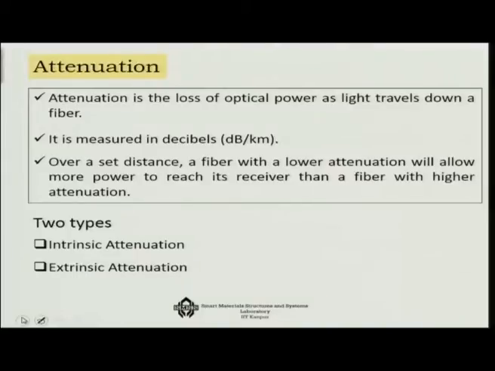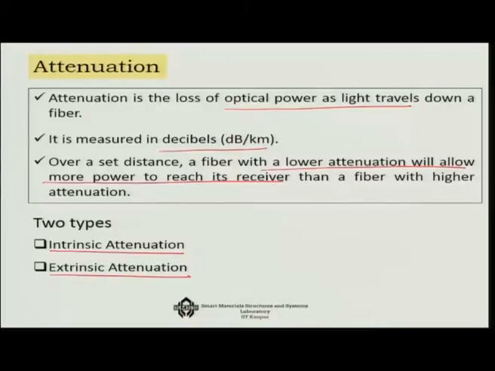Even then, attenuation would take place, which is the loss of optical power as the light travels down a fiber. There can be many reasons for this. For example, there may be defects in the cladding, so the light may pass through that. This loss is measured in decibels per kilometer. Over a set distance, a fiber with lower attenuation will allow more power to reach its receiver than a fiber with higher attenuation. Now there are two types of attenuation: one is called intrinsic attenuation, and the other is called extrinsic attenuation.